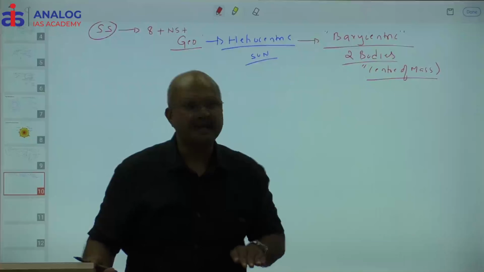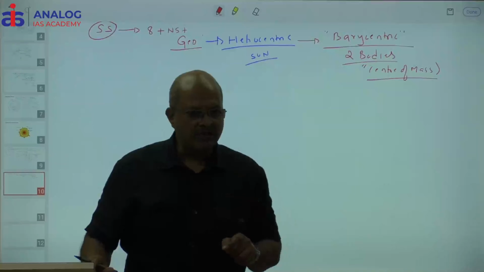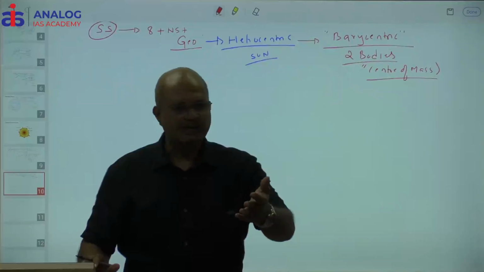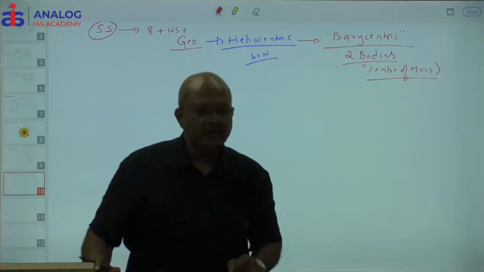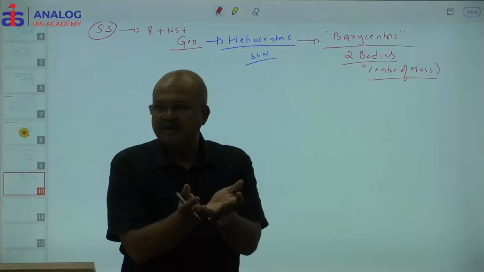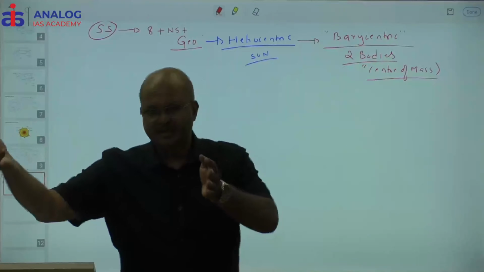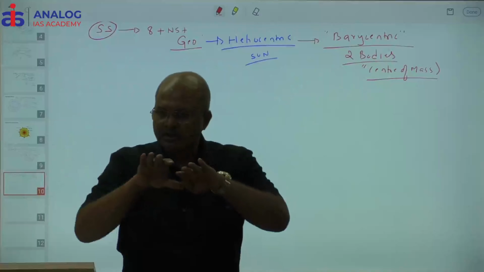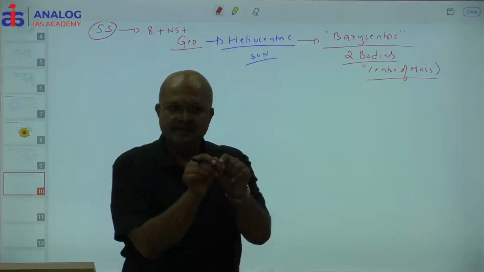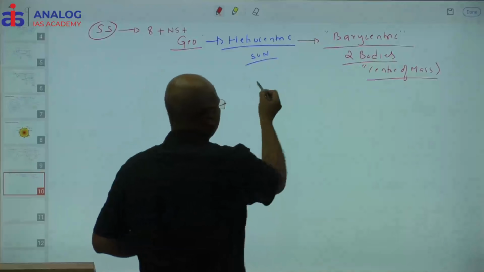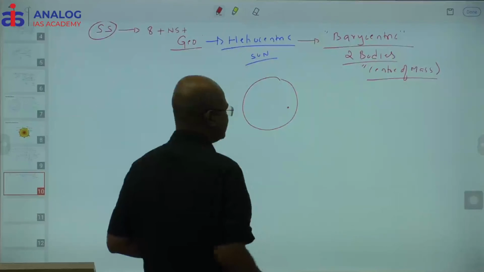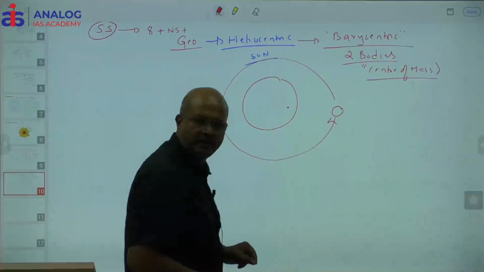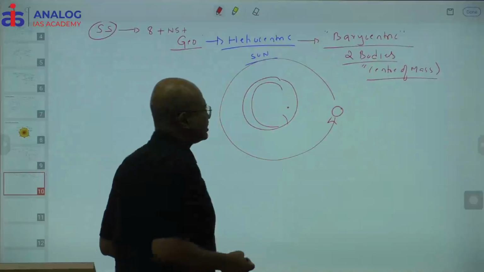Now, this center of mass, is it the same for all the planets? It varies from one planet to another. For the earth, the barycenter is inside the sun, but for Jupiter, it may be outside the sun. So you are having the barycenter, and the earth will revolve around this, and the sun will also revolve around it.